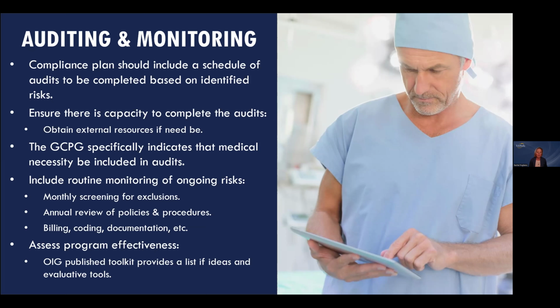The OIG also published a separate toolkit that speaks to assessing program effectiveness. And it's a large document. I want to say it's 52 pages, and it somewhat reads like a checklist, and it gives you the impression that they would like to see all of these pieces as part of the compliance program under each one of these seven elements.